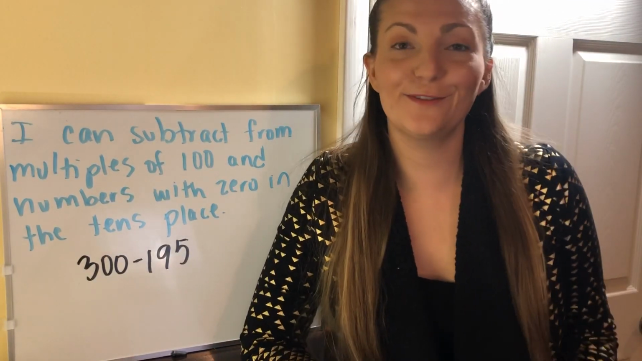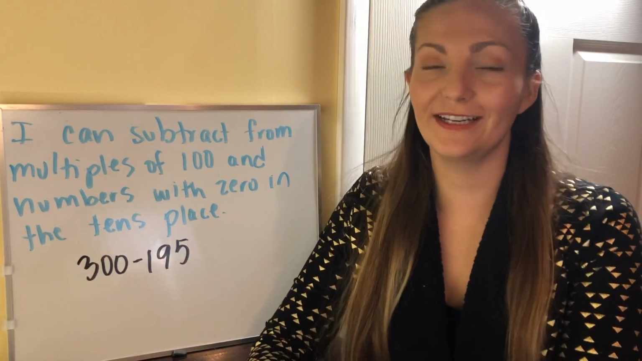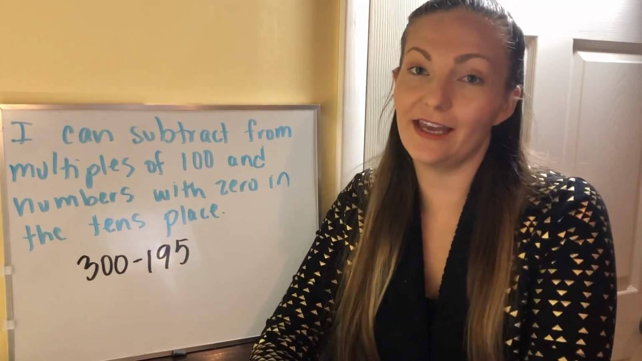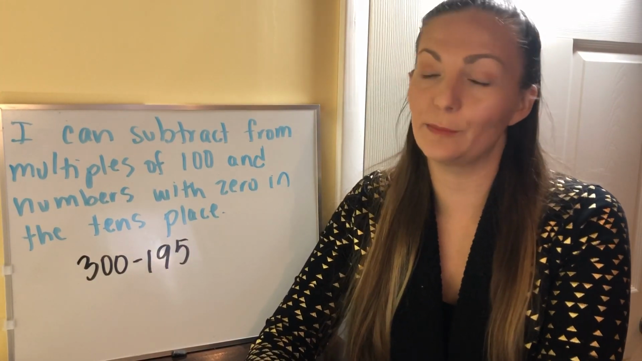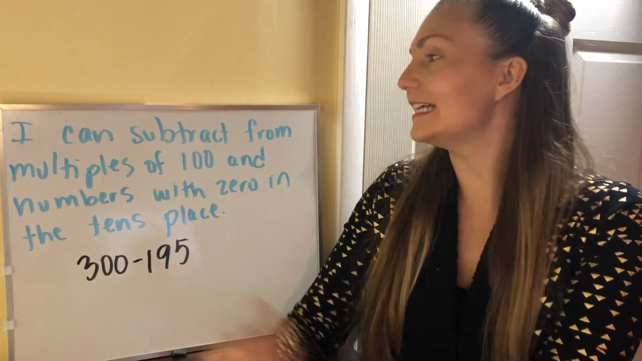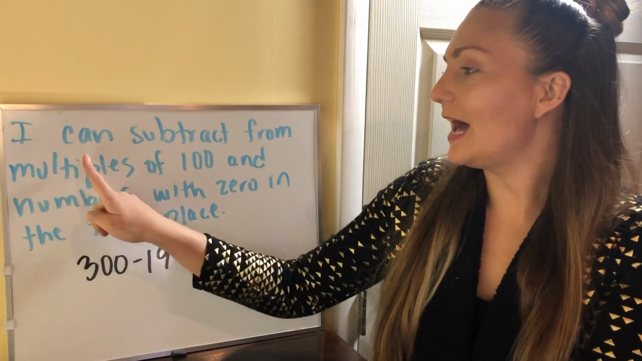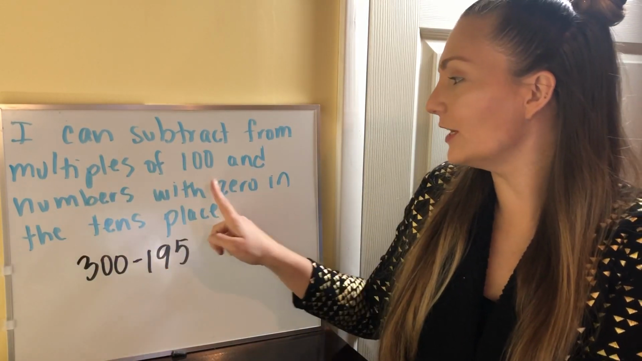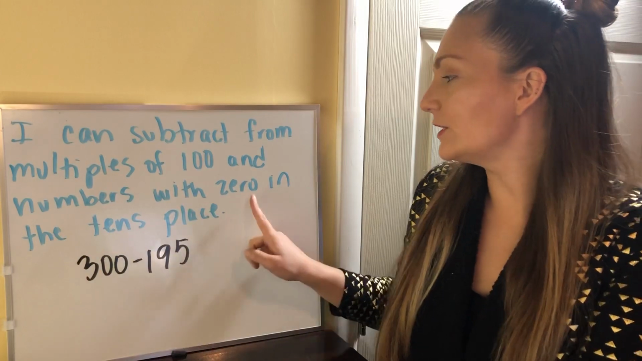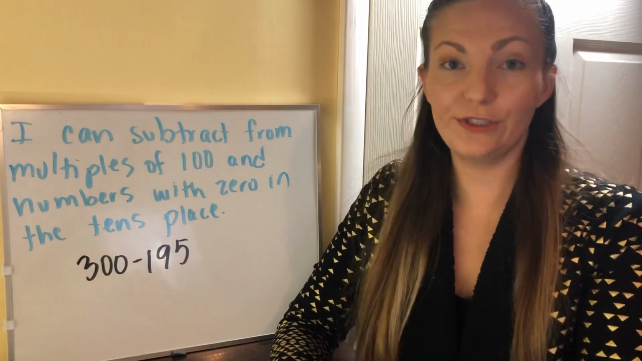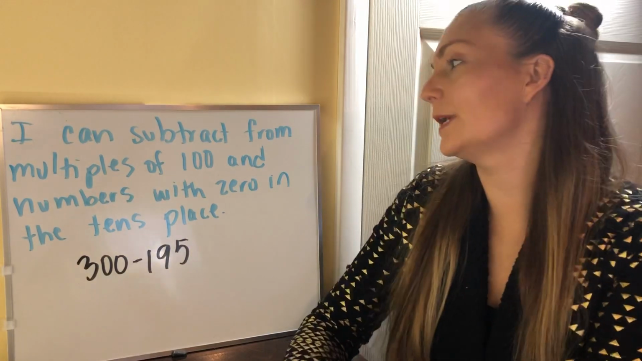Hello, my wonderful friends. We're going to do our third lesson, and it actually has the same exact learning target as yesterday's lesson, lesson number 2. So that'll make things go faster. It says, you can read with me, I can subtract from multiples of 100 and numbers with 0 in the tens place. So since it's the same learning target we did yesterday, we'll go over it a little bit quick.